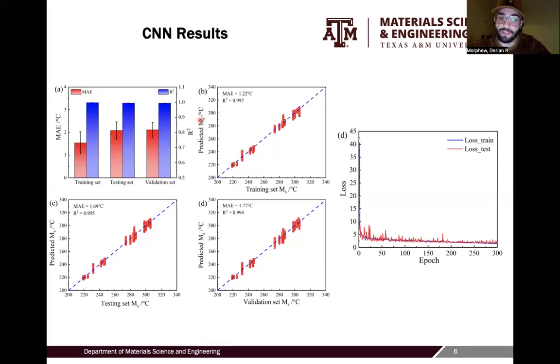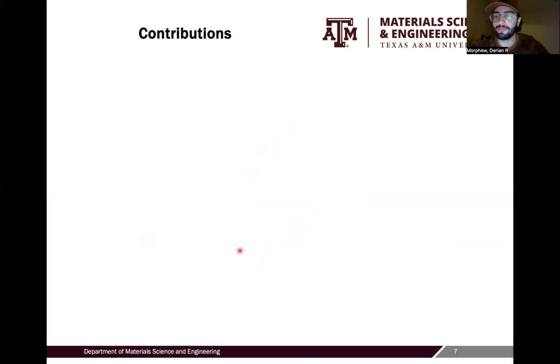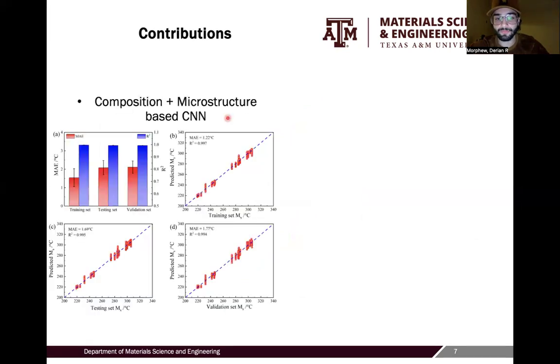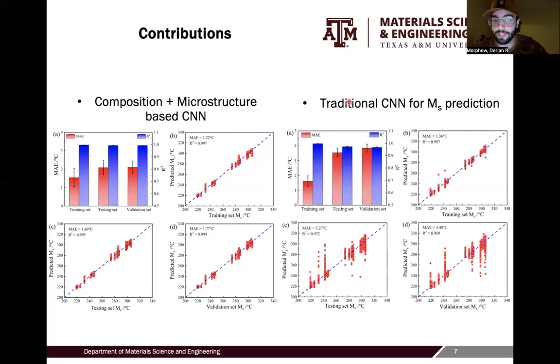But as you can see here, the predicted MS temperatures in training, testing, and validation align very well, especially with my next slide that I'll show. You'll understand how they align well with other types of CNNs and similar literature. So this is what I just showed, basically a composition and microstructure based convolutional neural network, which was aimed at making the prediction of MS better than other machine learning models that have been used for similar predictions, which is shown here.